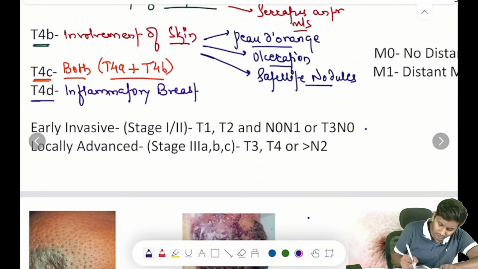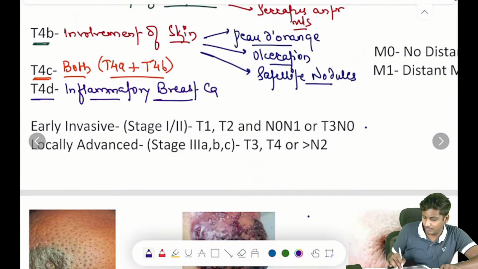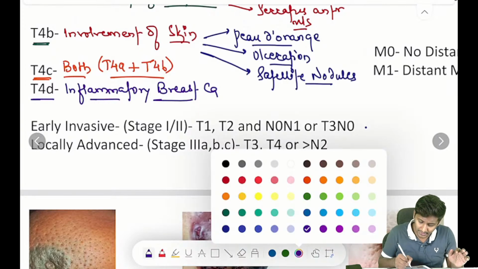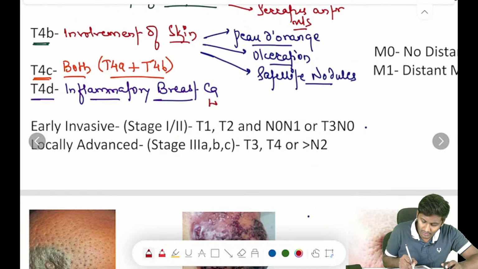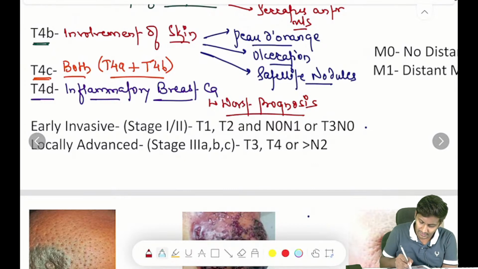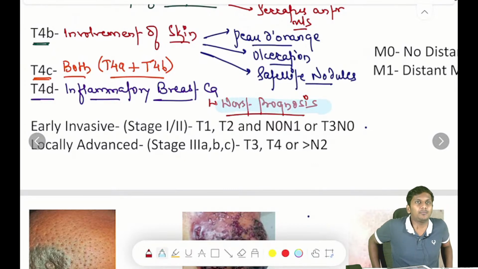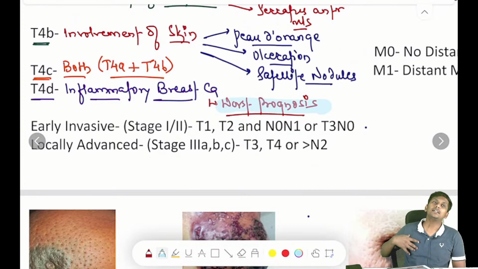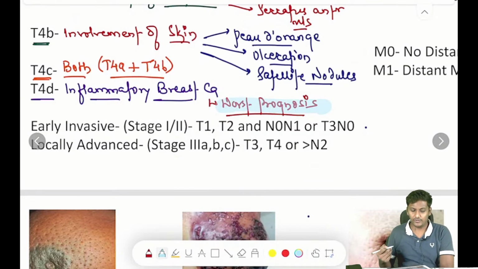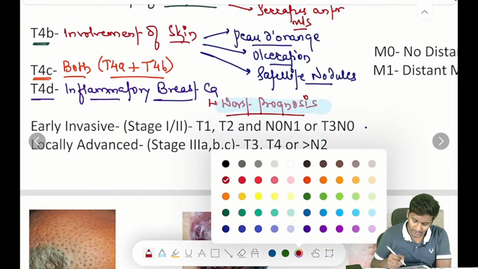And if I talk about the T4D or the inflammatory breast cancer, you have to remember definitely this inflammatory breast cancer, here it is going to have the worst prognosis. Worst prognosis among the T staging will be seen with T4D. Obviously the last staging will have the worst prognosis. In inflammatory breast cancer there is actually a diffuse inflammation over the skin of the whole breast. That is the classical feature seen in T4D.